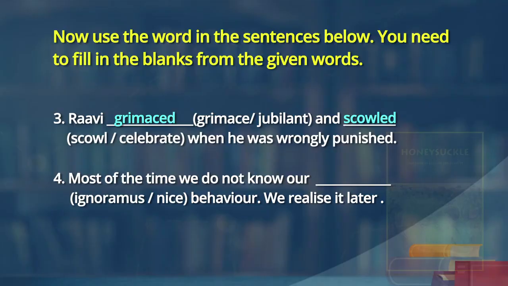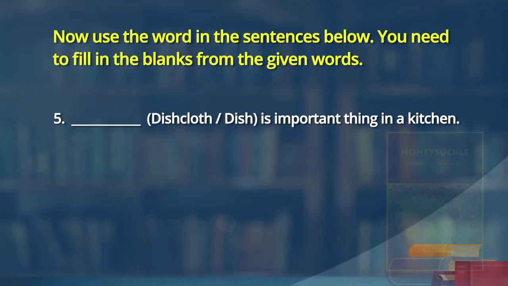Look at some more sentences I am reading out. Most of the time we do not know our ignoramus or nice behavior. We realize it later. This would be, most of the time we do not know our ignoramus behavior. We realize it later. Okay, fine, means our ignorance. We say something to people, sometimes quarrel with people without knowing. Then later, oh, I was wrong. Okay. Dishcloth or dish is an important thing in the kitchen. This would be, dishcloth is an important thing in the kitchen. Not the dish? No, dishes are important as well. Okay, it's fine, as per the story.